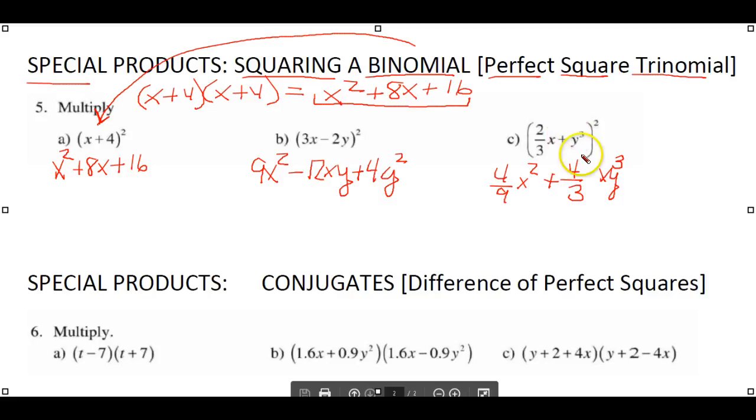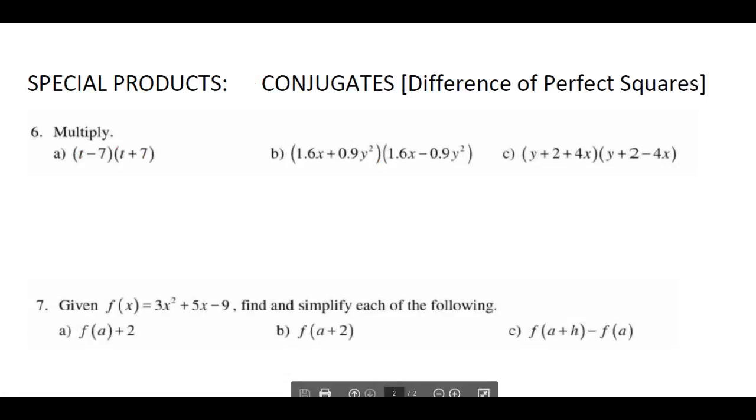Now we square this, and that's going to be y to the 6th. We just do our multiplication here. All right, this one was a little tricky. All right, let's go on to another special product.